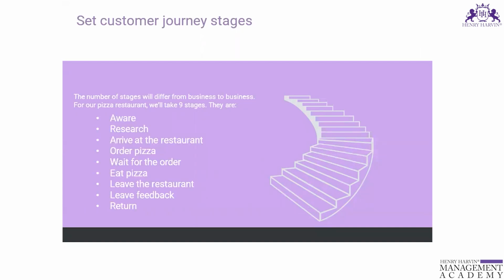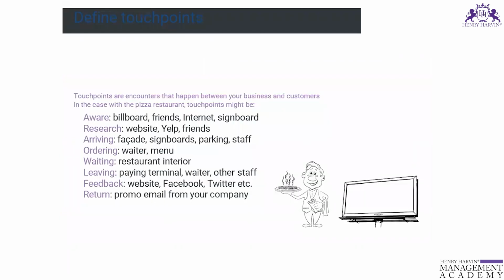Start with aware. What do you mean by aware? Correct. Yeah, locations. Now, what do you mean by research? There can be 10 or 20 restaurants. Which restaurant is good? You may look for reviews, Google reviews, Yelp reviews, or ask your friend. After that, you will arrive at the restaurant. That is where Sadish was mentioning the parking facility and the behavior of the security staff. Then you may order the pizza, wait for the order, eat pizza, leave the restaurant, leave feedback and return.